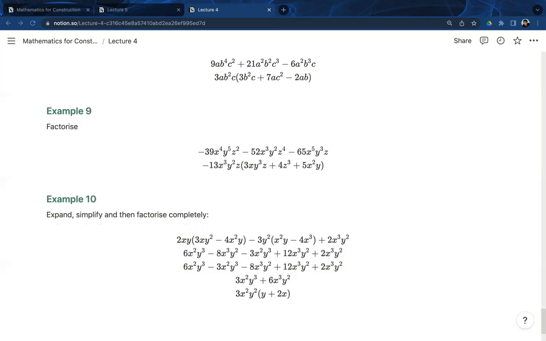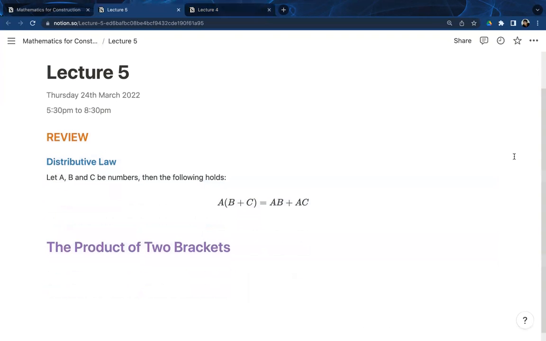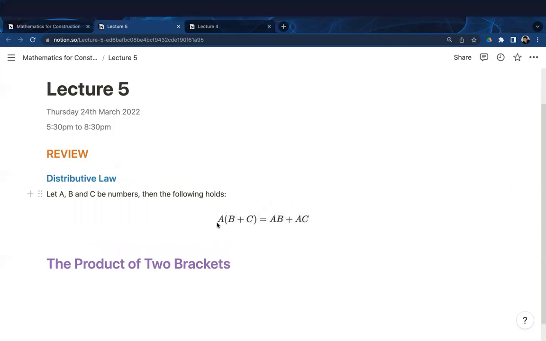So you all should remember the distributive law. It's here for you. Distributive law: if A, B, and C are numbers, then the following holds. If you want to multiply some things in brackets by a number on the outside, A, we just multiply each thing by the stuff outside the bracket.